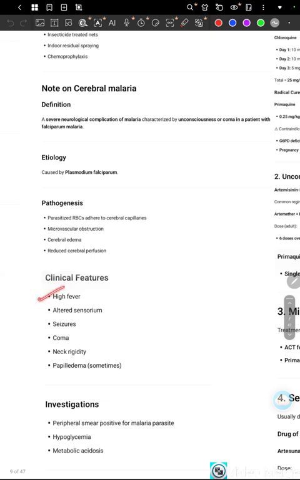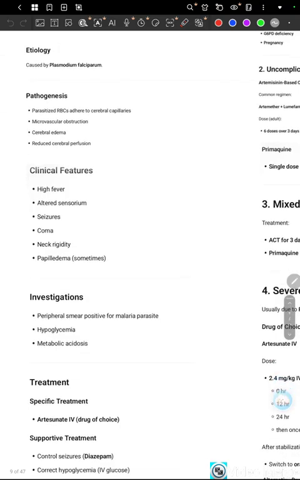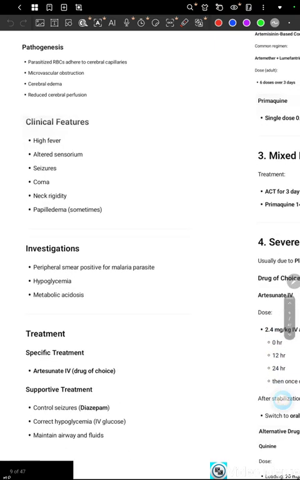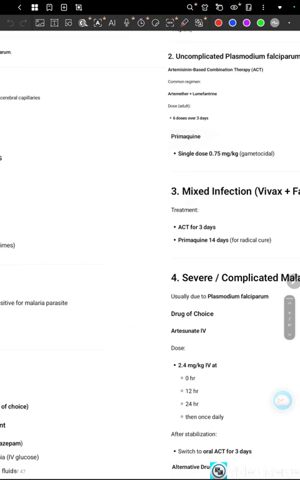So clinical features: high grade fever, altered sensorium, seizures, coma, necrosis is seen, and investigation for this is peripheral smear, while the other complications are hypoglycemia and metabolic acidosis. The treatment is IV artesunate should be given, and supportive treatment can be diazepam to control the seizures and control the hypoglycemia by giving dextrose.